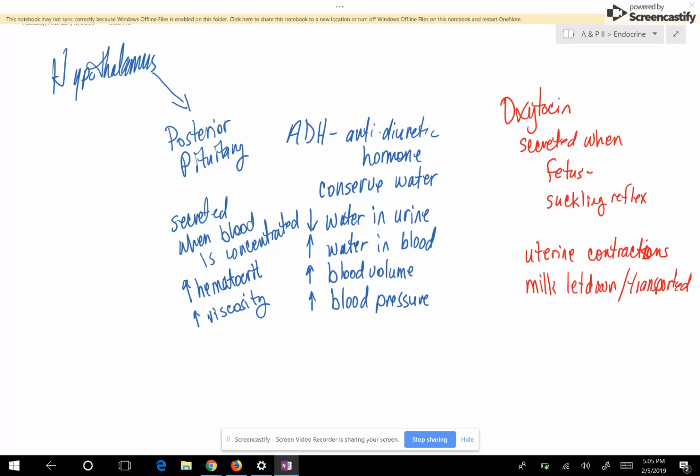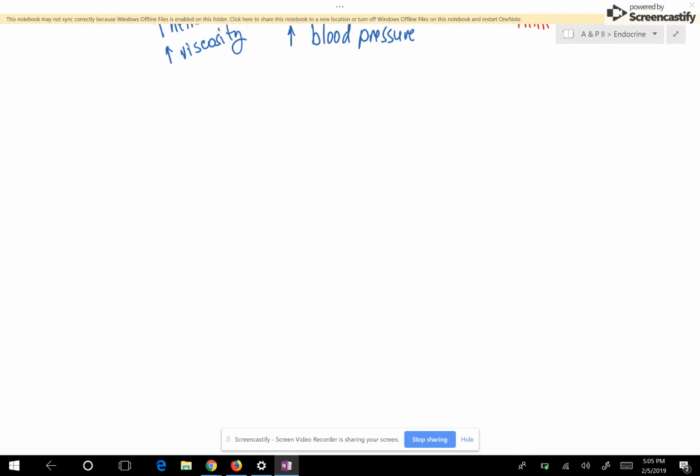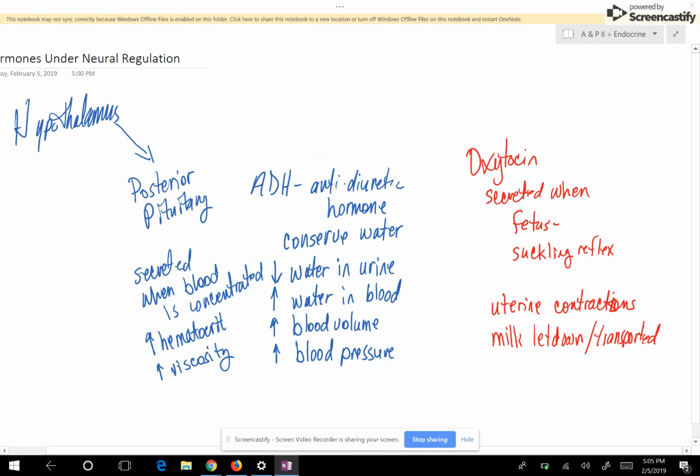Okay, another hormone that is under neural regulation is short-term stress.